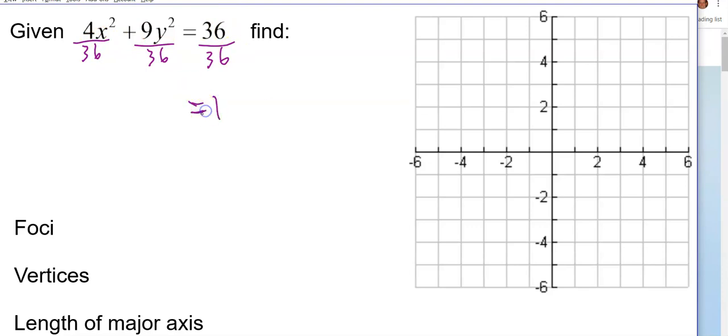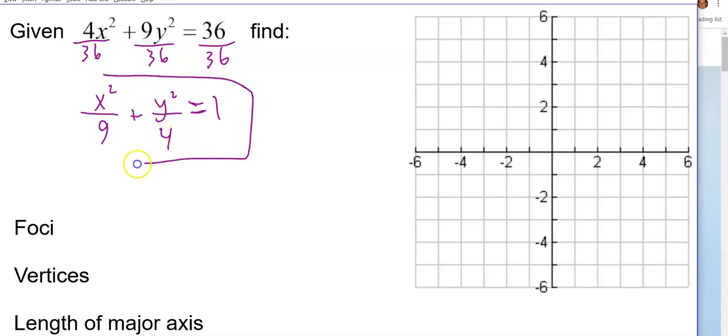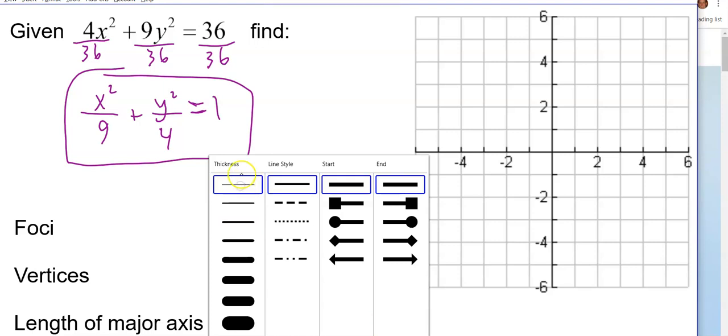Right away, it's starting to look like an ellipse equation. So 4 divided by 36 is 1/9, I believe. So that's 1 over 9. Plus, I think 9 and 36 cancel. That's 1/4. So that's y squared over 4. Now we have our equation, right? So let's try to do this without the formulas, and then we'll use the formulas as we need to.